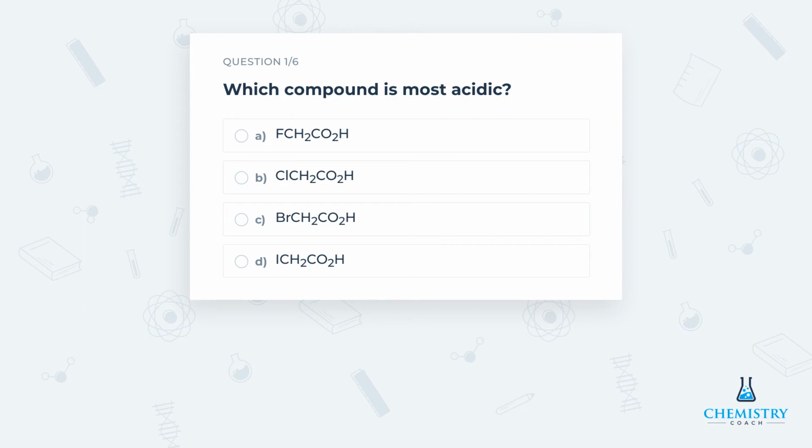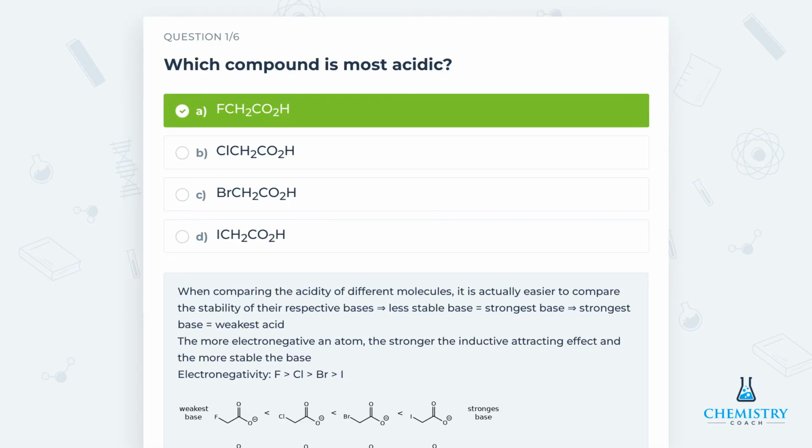Which compound is most acidic? When comparing the acidity of different molecules, it is actually easier to compare the stability of their respective bases. Less stable base means the molecule is the strongest base. The strongest base is the weakest acid.